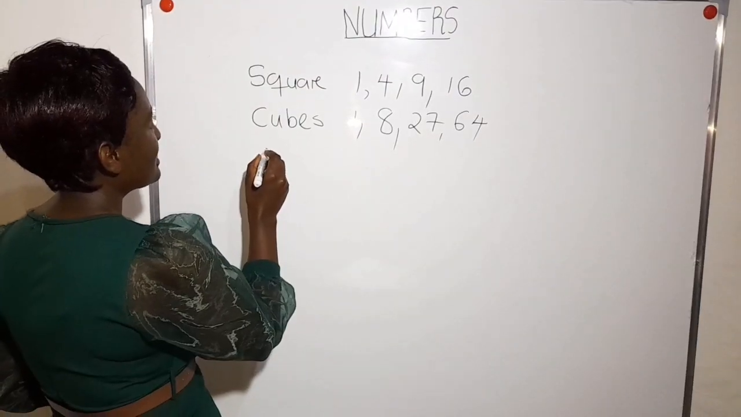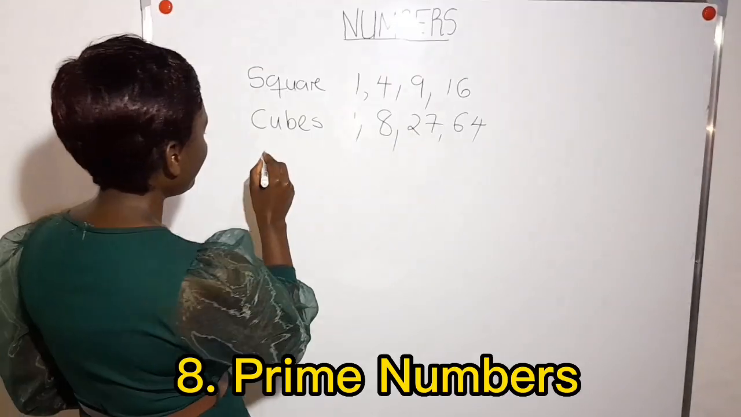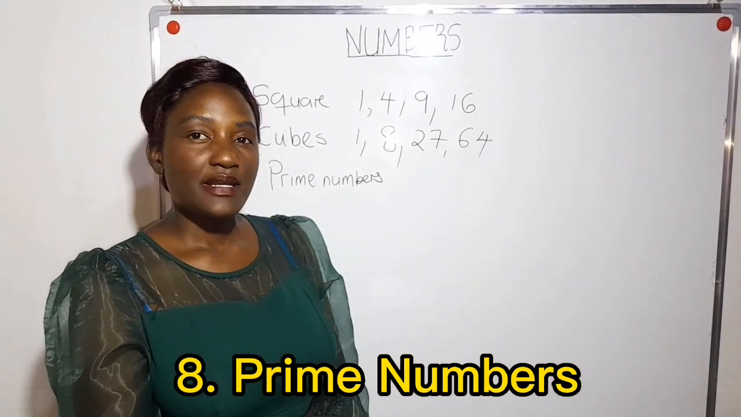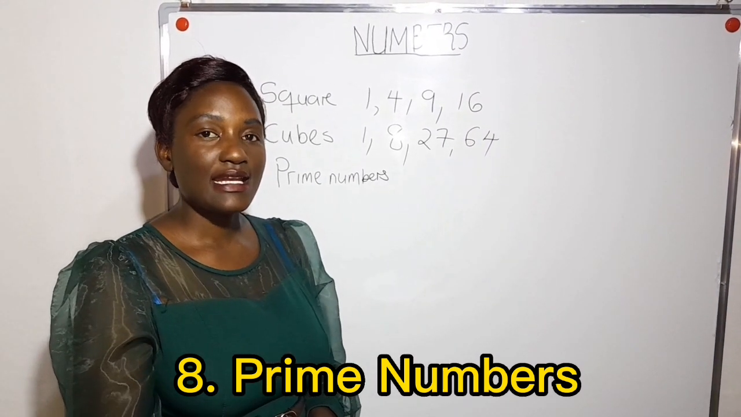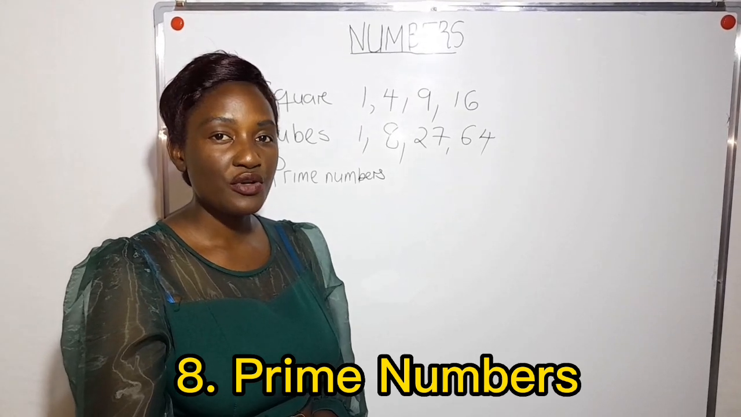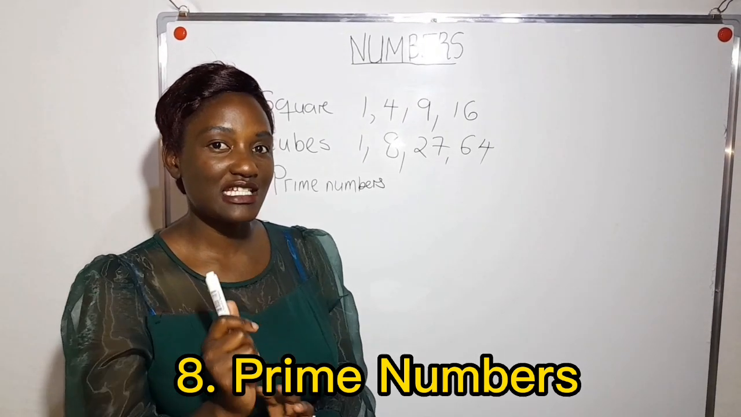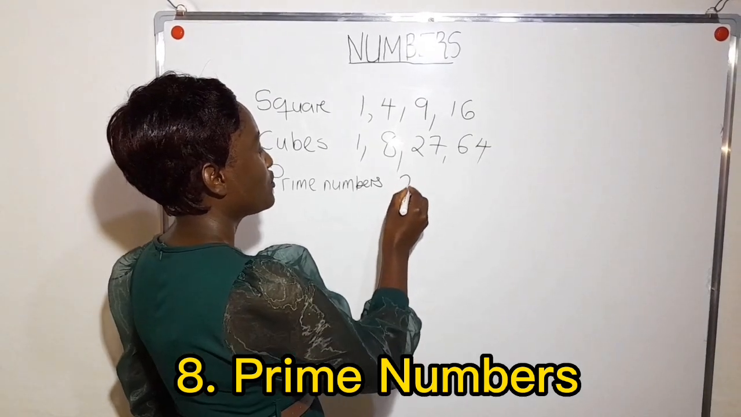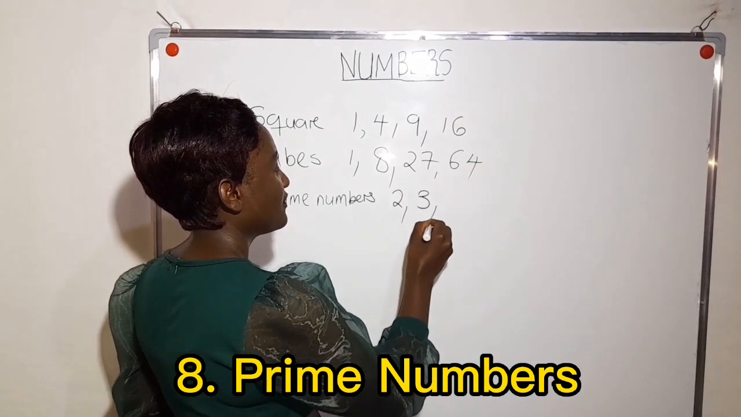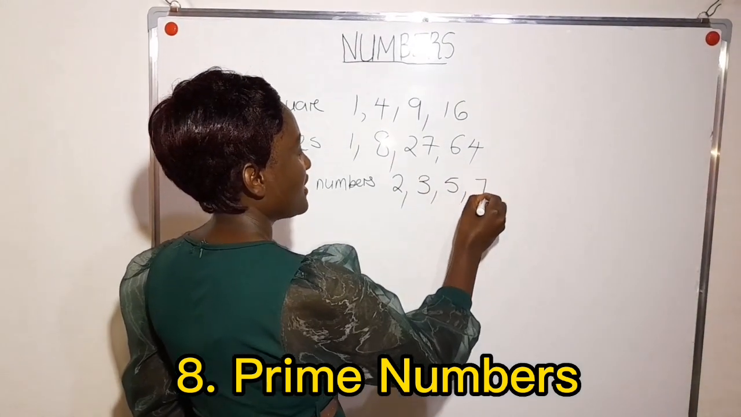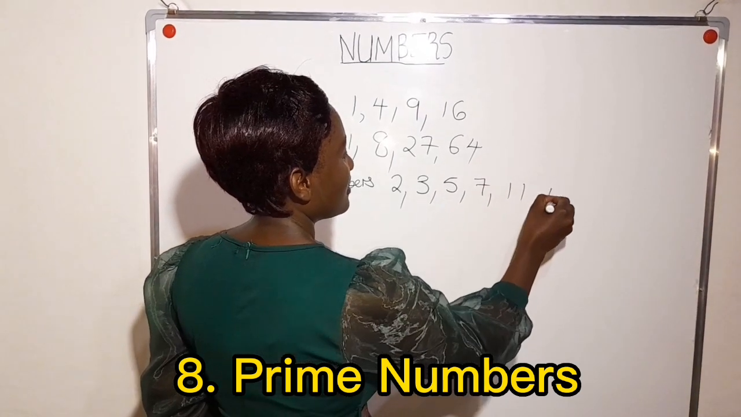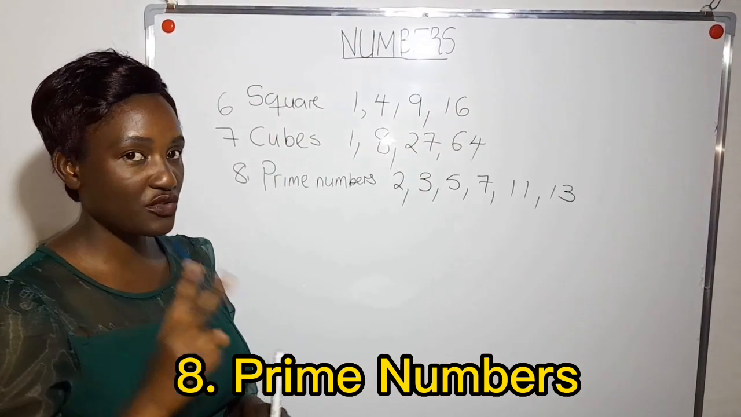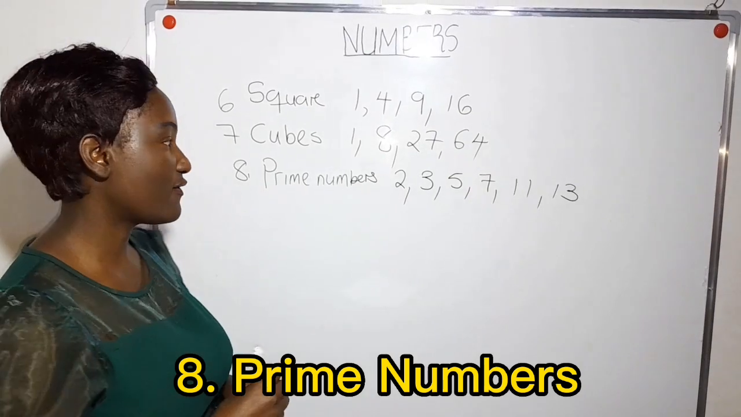Next, we are going to look at prime numbers. Prime numbers are numbers that have 2 factors only, that is 1 and itself. These include 2, 3, 5, 7, 11, 13. These are examples of prime numbers that we have. They only have 2 factors, 1 and itself.